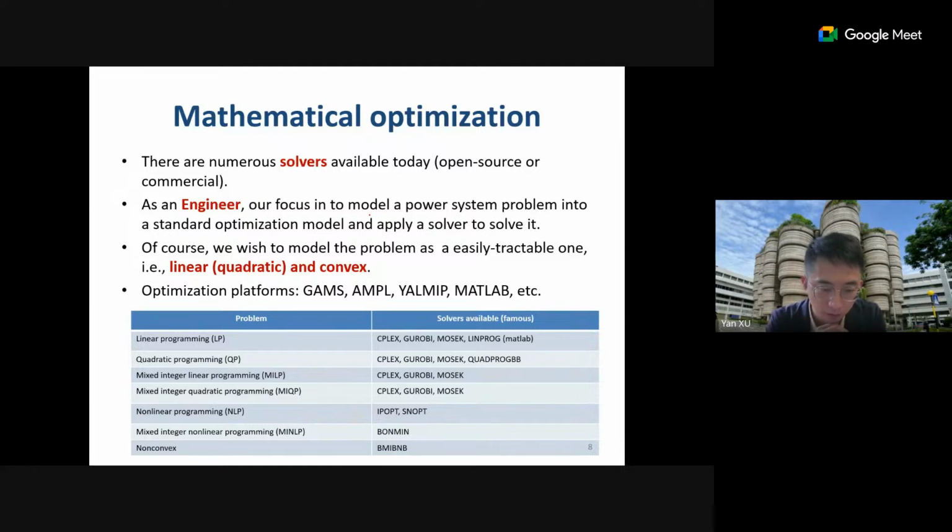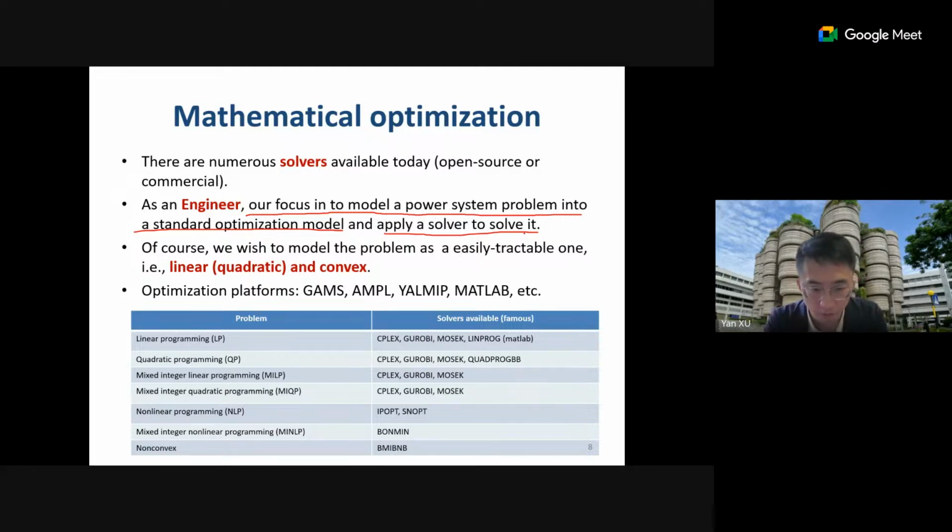But for power engineers, what we do is utilize the commercial solvers which are available in the market. And there are also open source free solvers to be used. So as an engineer, our focus is to model the power system problem into a standard optimization model. And after that, we can directly apply a solver to solve it.